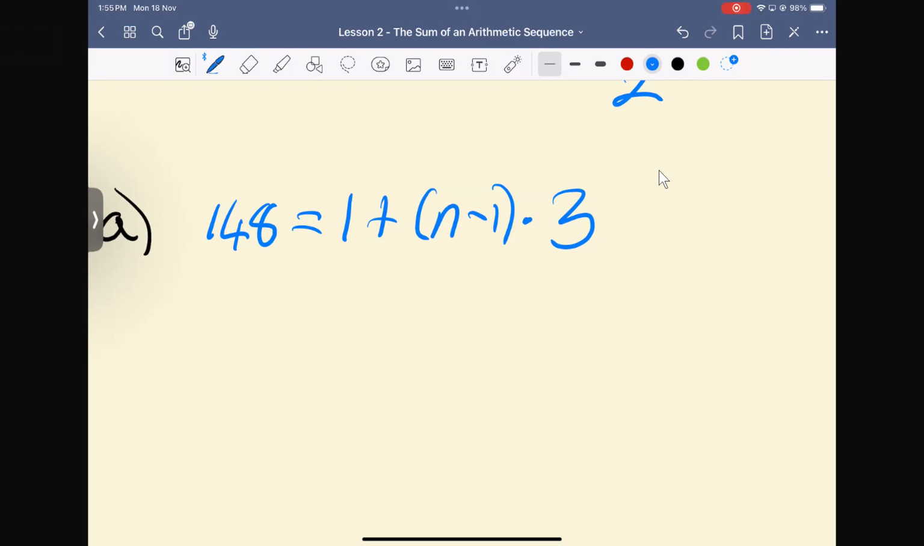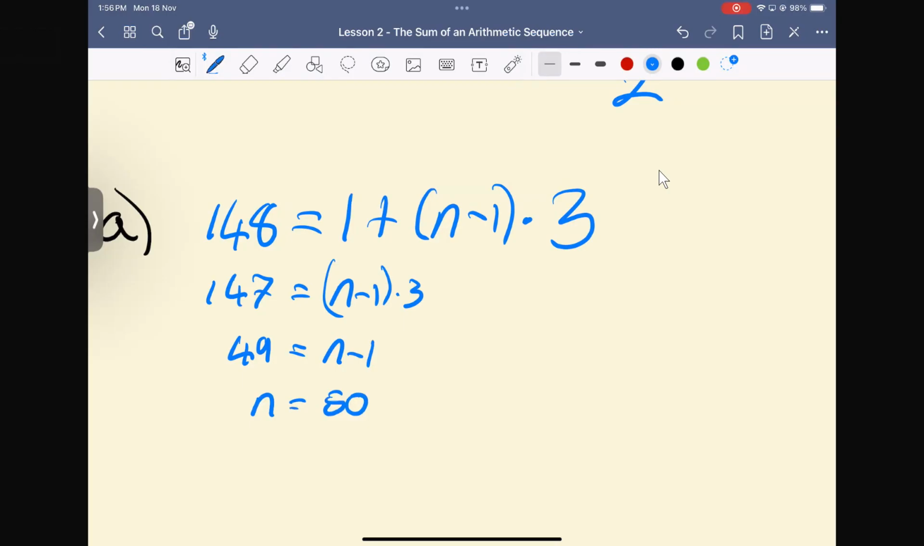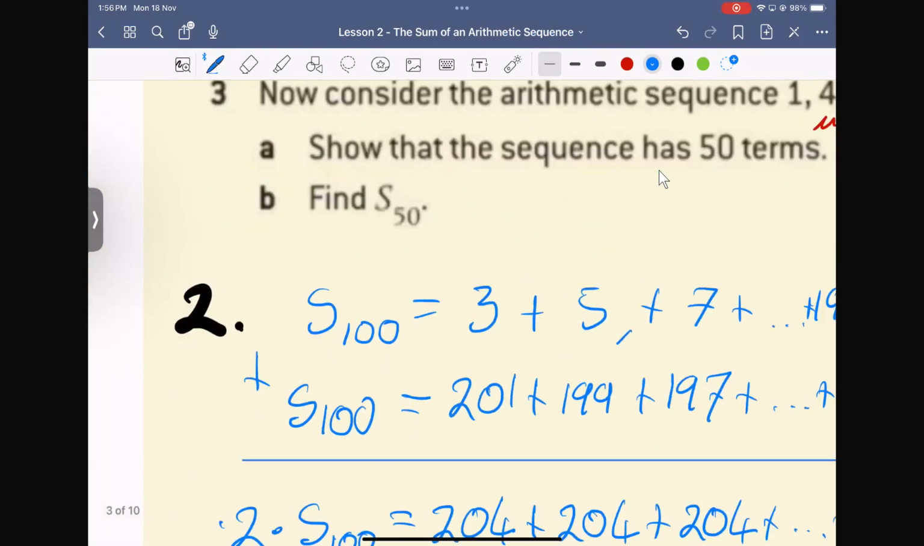It was 50. Okay, so if we rearrange this one, we get 147 is equal to n minus 1 times 3. If we divide both sides by 3, we get 49 equals n minus 1. So n equals 50. There are 50 terms in this sequence.